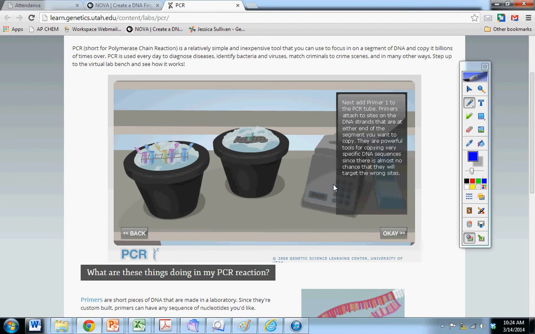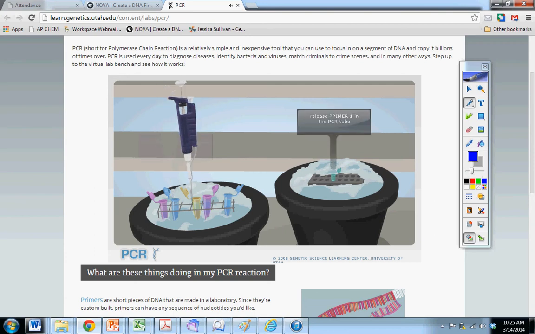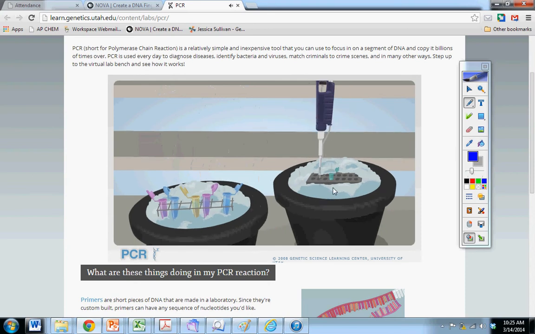So actually 8 and 9 are both what? Primers. Okay. 8 and 9 are both primers. 9 is primers. 8 is primer 1. All right, so here we go. I'm going to drag primer 1. All right, I'm pulling it. Look at that. So I'm going to bring it over here. I'm going to put it in there.